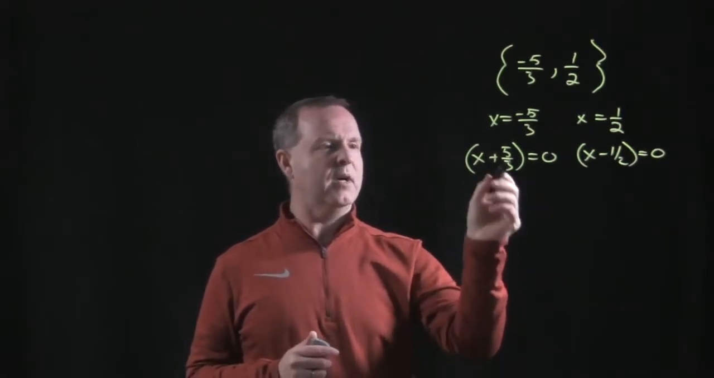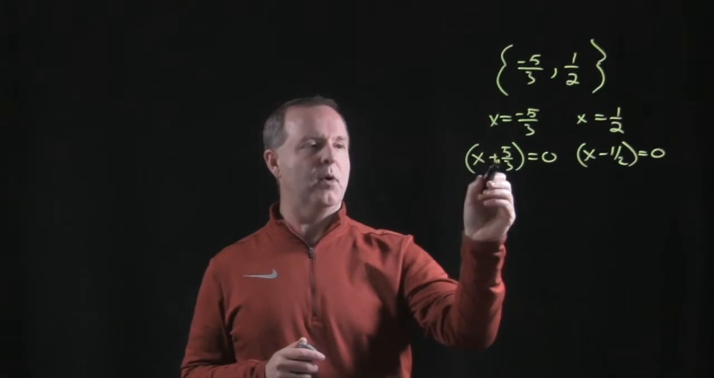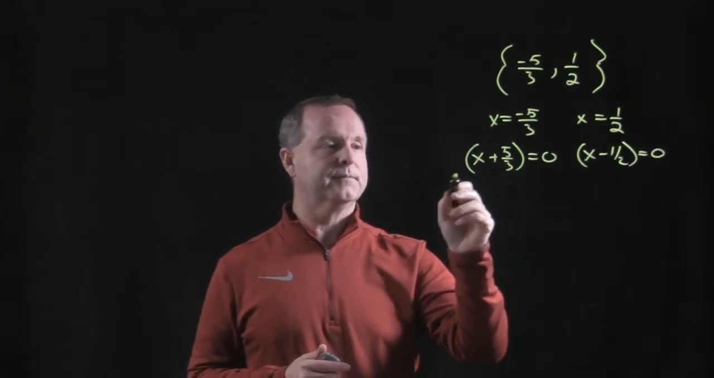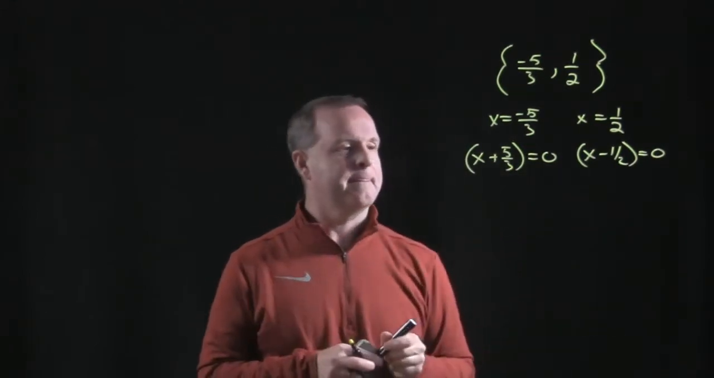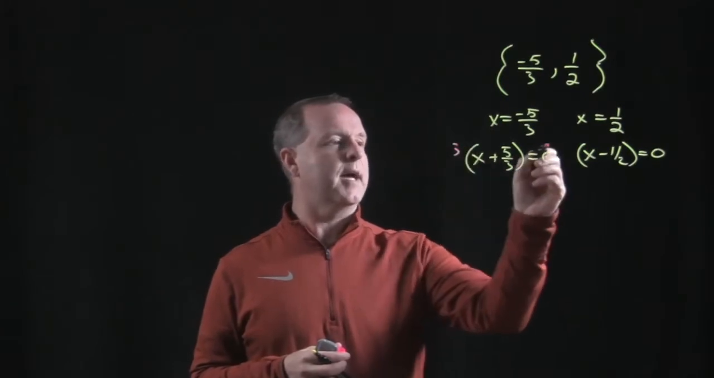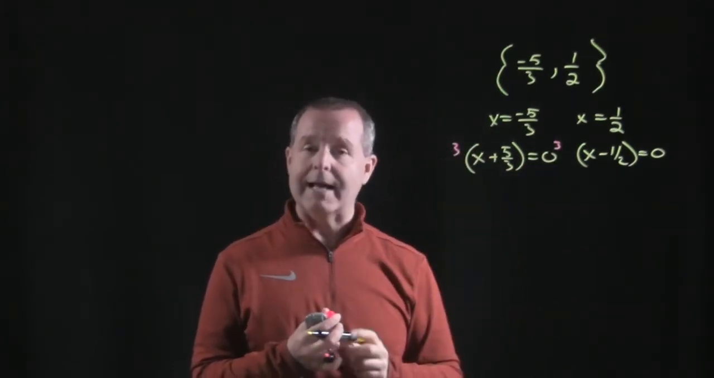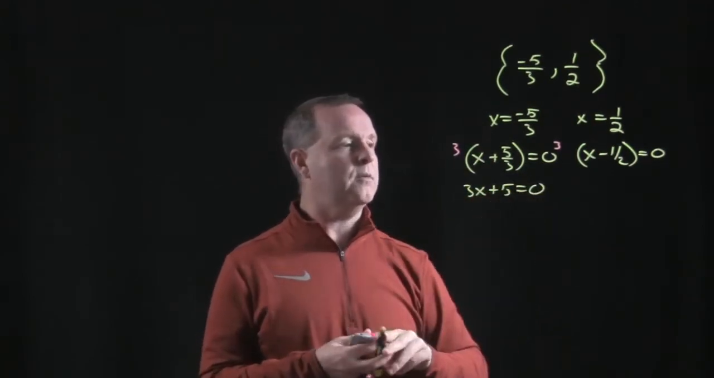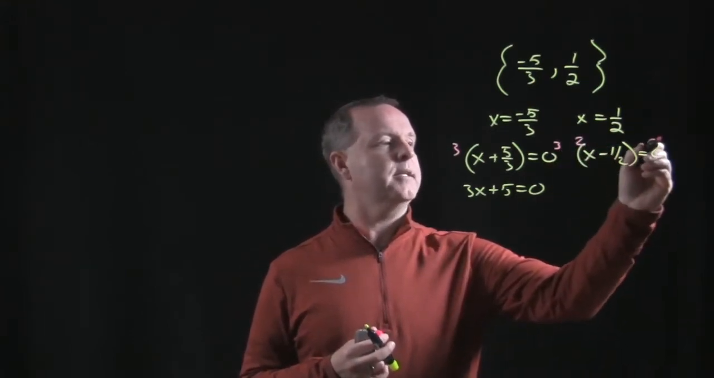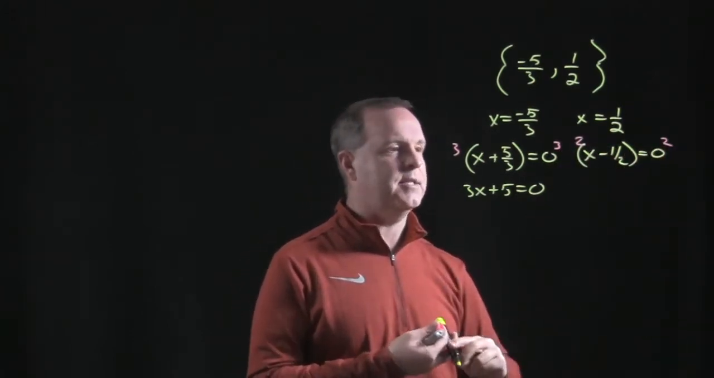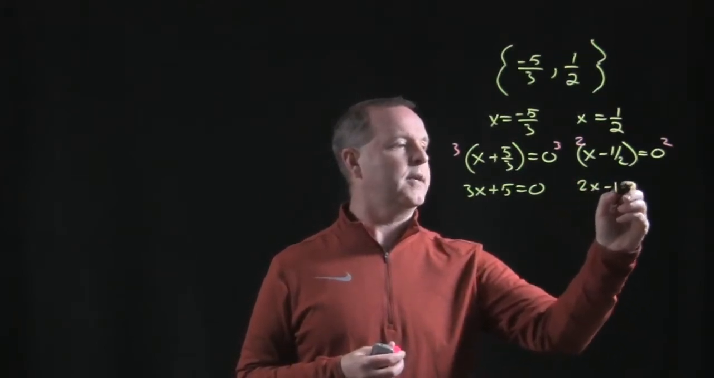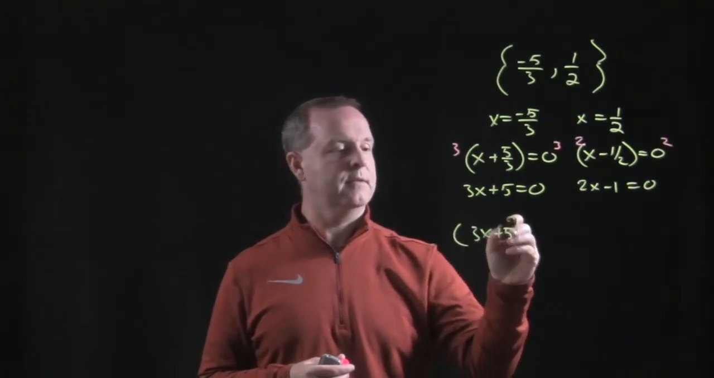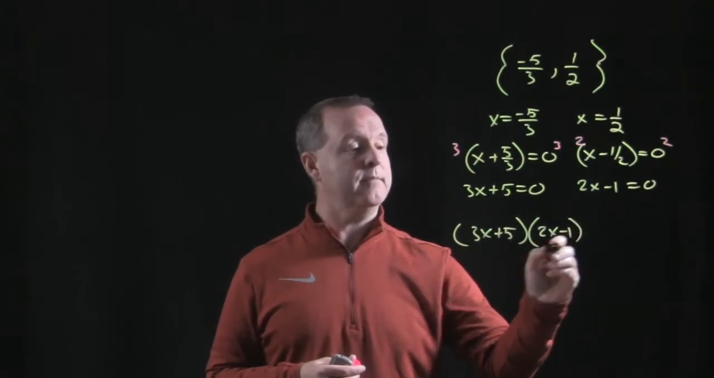Before we put that together, let's multiply this one by 3 on both sides, because I just want to clean up the denominator. I like working without fractions. So this becomes 3x plus 5 equals 0. And I'm going to multiply this other one by 2 on both sides, and this becomes 2x minus 1 equals 0. I have my two factors. One factor is 3x plus 5. The other factor is 2x minus 1.